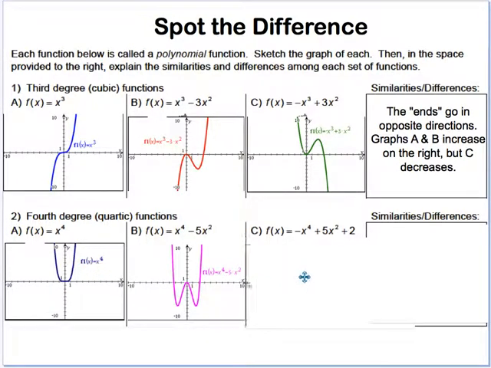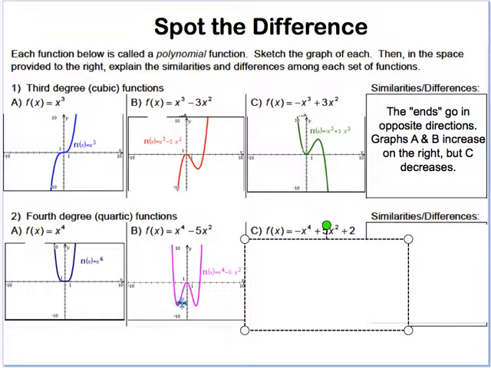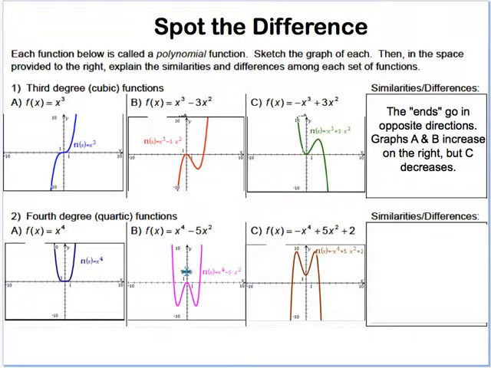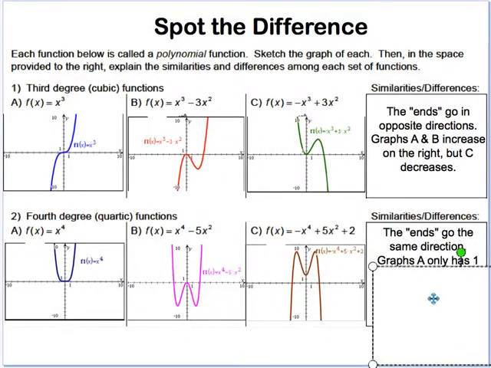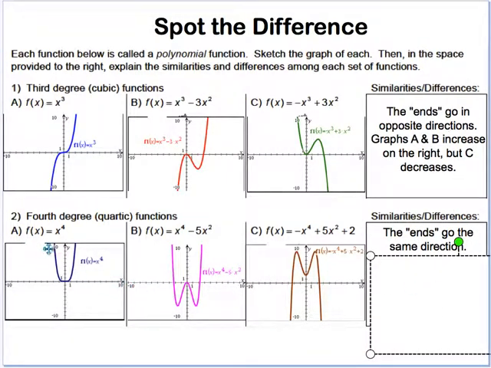Now let's look at the next one. It looks something like this, and this time you can see the 3 individual bends there. And then this one looks very similar to this one, just upside down. So let's go over the similarities and differences. The ends go in the same direction. The left and the right side both go in the same direction. Left and right are both going up here.